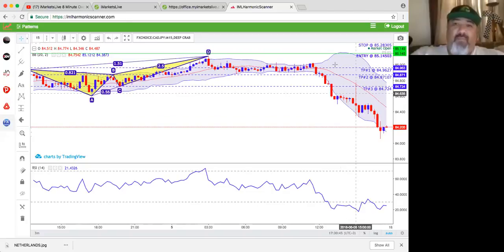Let them know. See, the scanner said to enter here, and see how it broke way past take profit 3. So many times, the scanner is usually right.